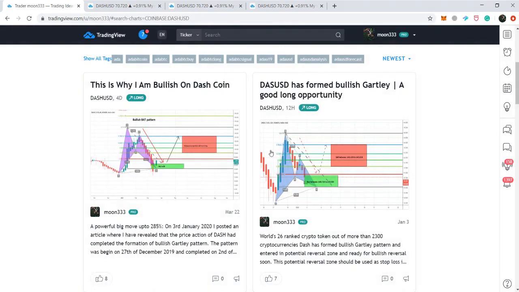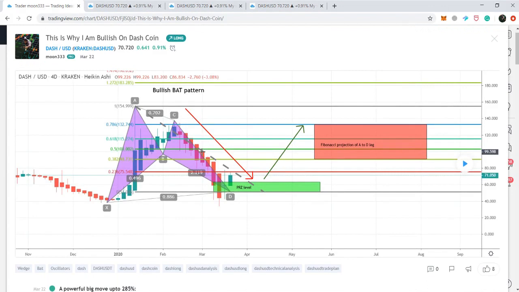After that, I posted another chart on March 22, and you can see on this chart the price action just completed the bullish Bat pattern. This was the initial leg, and the A to B leg was retraced between the 0.382 to 0.50 Fibonacci retracement level. Then it is projected between 0.382 to 0.886 Fibonacci projection of the A to B leg. Then it is retraced finally at this level between 0.786 to 0.886 Fibonacci retracement.